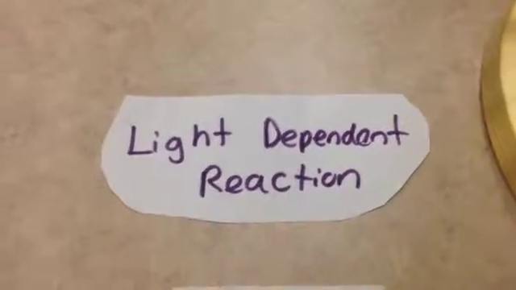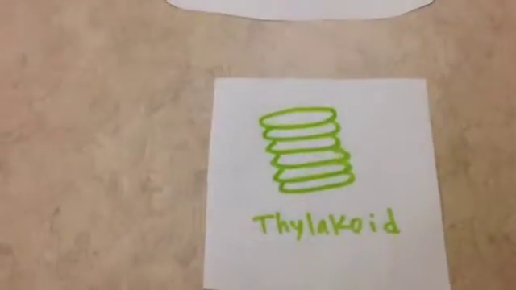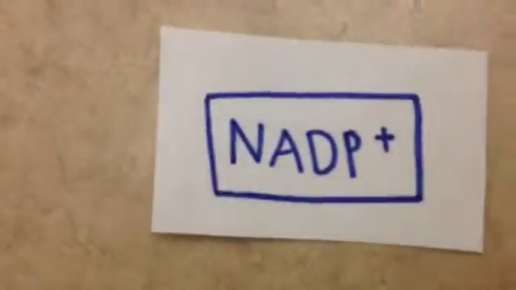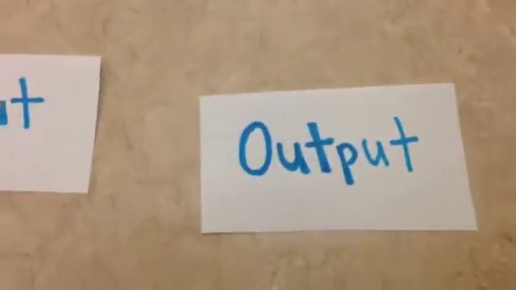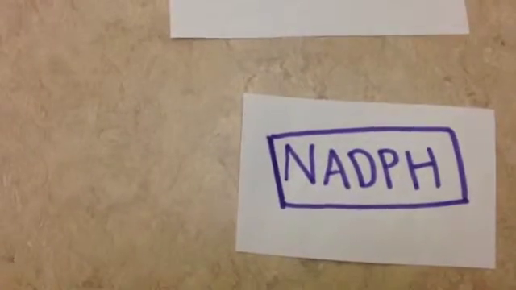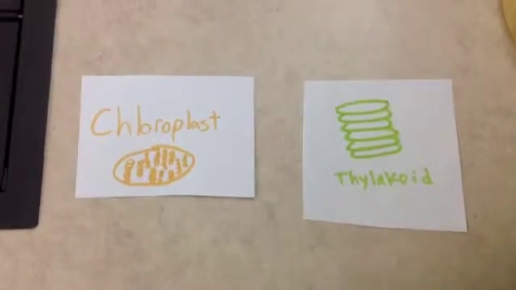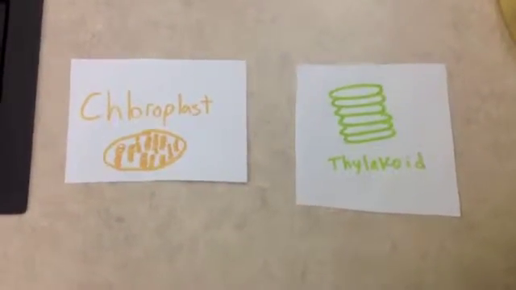This is a light-dependent reaction, and it occurs in the thylakoid. Here are the inputs: H2O, light energy, ADP, and NADP+. And here are the outputs: NADPH, ATP, O2. We're inside the thylakoid, which is inside the chloroplast for the light-dependent reaction.